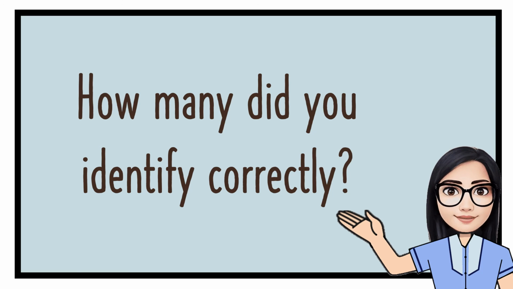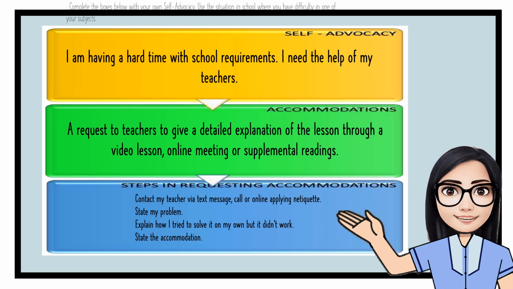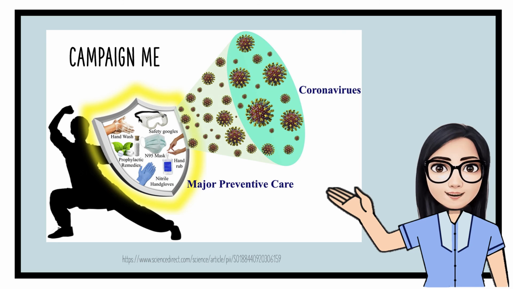How many did you identify correctly? For your next activity, complete the boxes below with your own self-advocacy. Use the situation in the school where you have difficulty in one of your subjects. For your performance task, make a campaign out of the picture below.